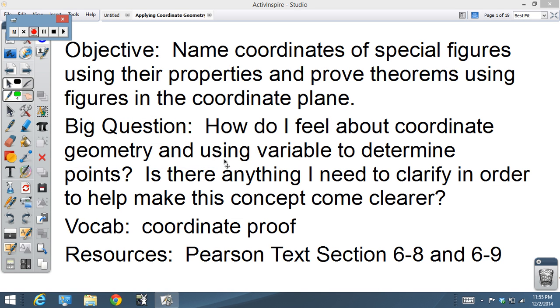Folks, this one's going to be brutal trying to keep it under 20 minutes, so we're just going to hit it hard and go as quick as we can. We're talking about coordinate geometry, which is a new idea, and we'll just get right into it. This is out of Pearson Text section 6.8 and 6.9, and we're going to be looking at figures in coordinates and using them in proofs.